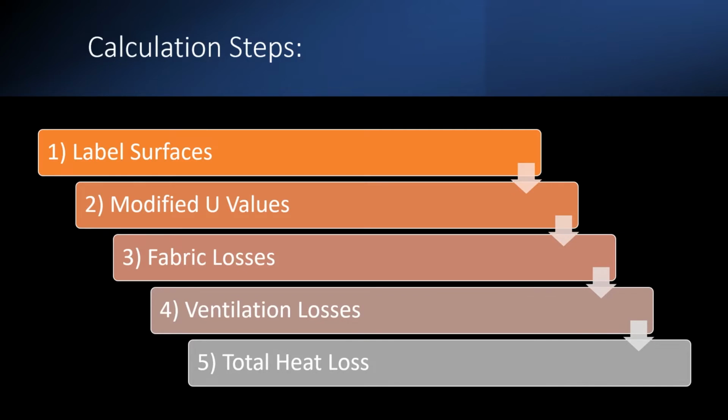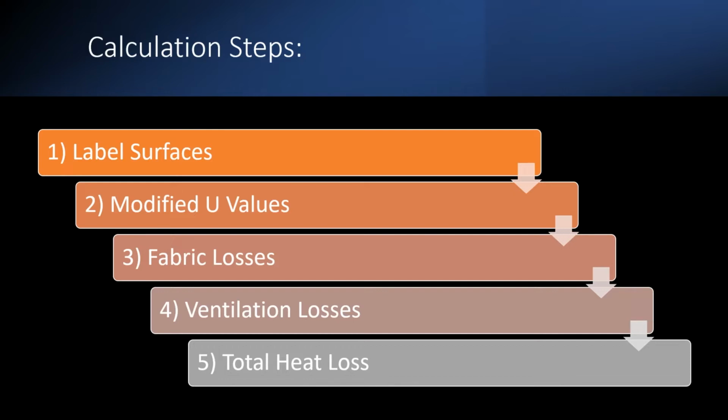Okay, so let's lay out the steps of our calculation. This is going to be a really easy calculation to do in terms of the maths involved. It's going to be really difficult and laborious in terms of how many different wee bits you're going to have to do along the way. So to make sure we're staying organised, the first thing I'm going to do is label all of my surfaces. Then I'm going to calculate the modified U values for the surfaces that need it, which will be any internal surfaces. Then thirdly, I'm going to calculate my fabric losses. So that's the heat conducting out of the walls, windows, doors, floors and ceilings.